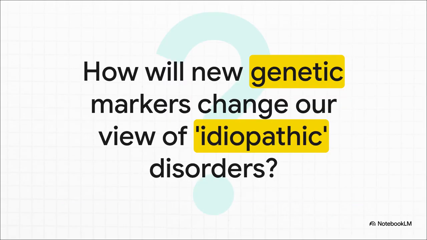And this leaves us with a pretty fascinating question for the future. Right now, we label a lot of these cases as idiopathic because we can't find a cause. But as we get better at identifying new genetic markers and environmental triggers, how is that going to change things? How many of these idiopathic cases will we be able to reclassify? It's really going to reshape this entire field for the next generation of clinicians.